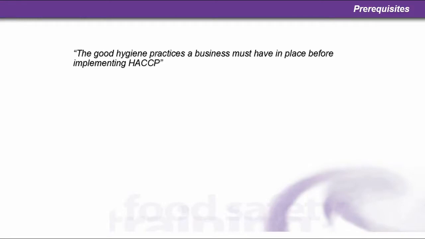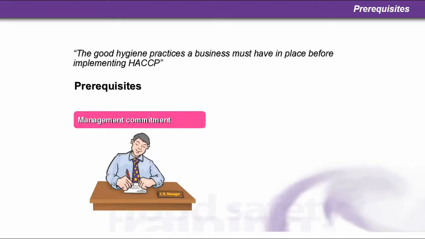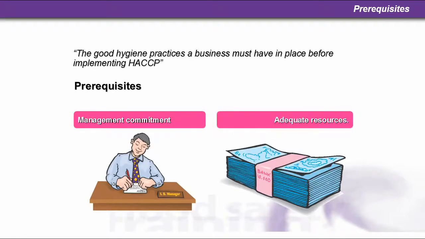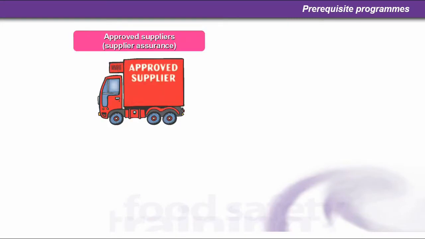Okay, so let's have a look at the prerequisites first of all. Now we're only on part 3, but still let's have a look at what the prerequisites are. They are the good hygiene practices a business must have in place before implementing HACCP. And these are management commitment and adequate resources. After prerequisites, we've got prerequisite programs. And there's quite a few here, but let's go through them.